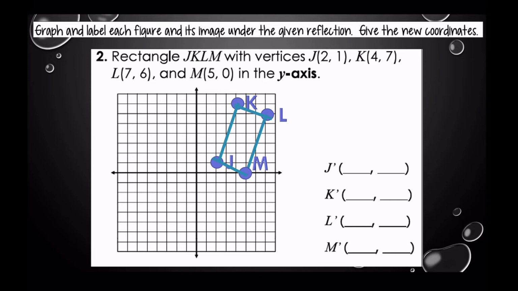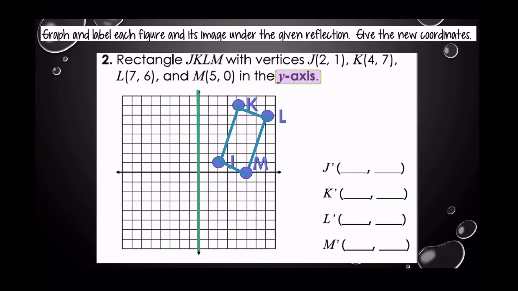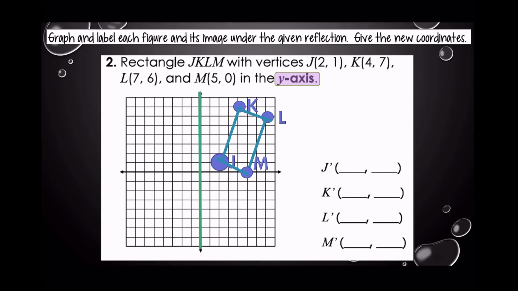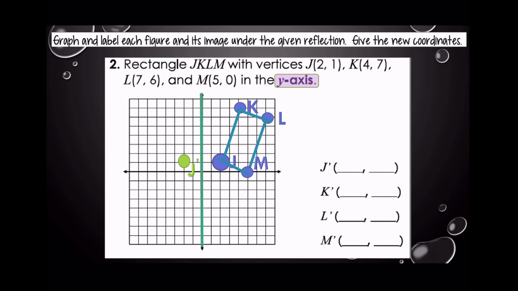Now, look what it says. I'm reflecting in the y-axis. It's important to know that I'm now looking at this line, and I'm going to take my shape and flip it over. So I'm looking at how far my points are from this green line. So start with J. Always start with the same first point. This one's to the right of my green line. So, and it's 2 spaces. So now I have to go 2 spaces to the left of my green line. Now this is now J prime. It's no longer J. Okay.